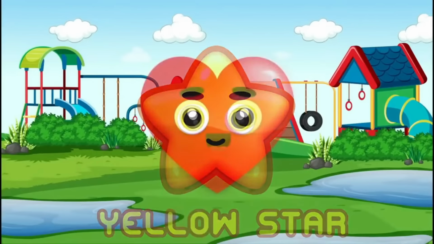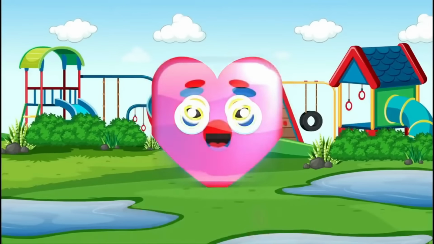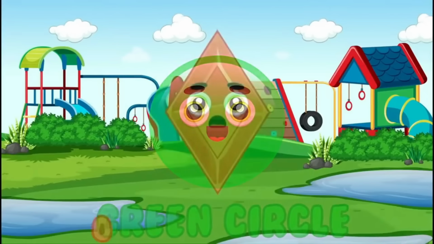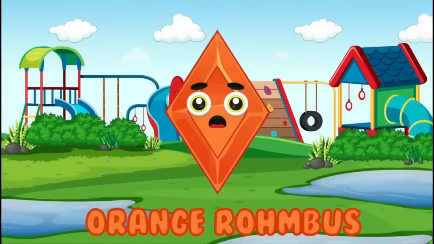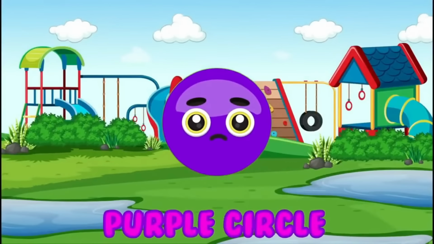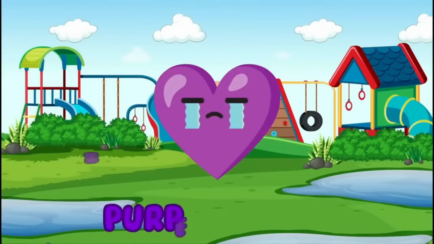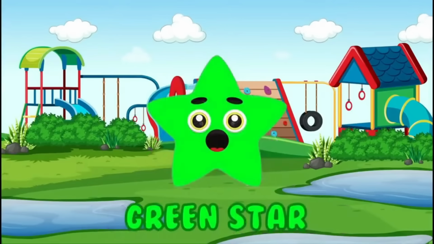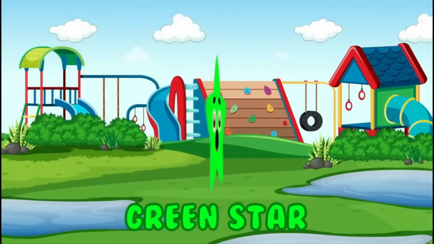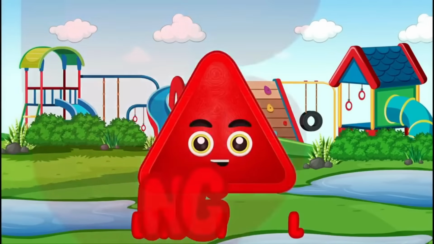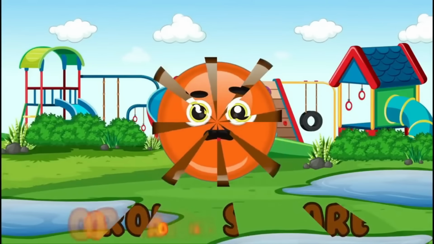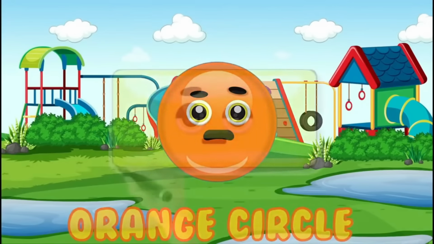Yellow star. Red heart. Blue square. Green circle. Orange rhombus. Purple circle. Purple heart. Purple triangle. Green star. Red triangle. Brown square. Orange circle. Yellow rectangle.